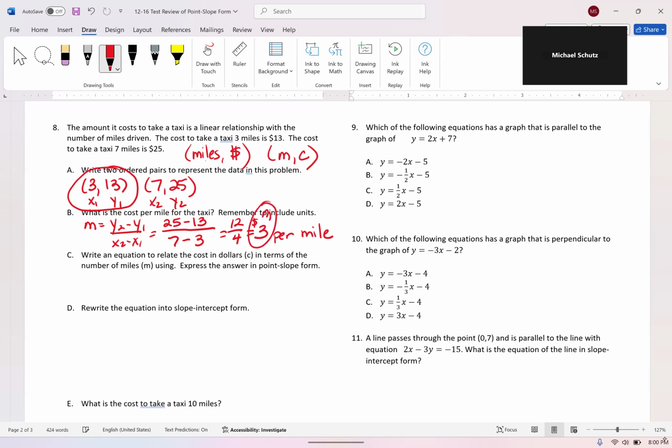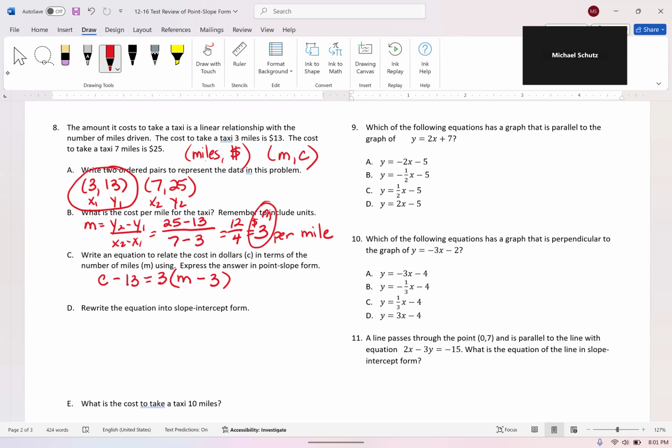This number right here. So instead of doing y minus y1, we're going to do C, because C is your y variable. C minus your y1, 13, equals m, that's your slope, 3, and then inside the parentheses is m minus 3. So we plugged in your x1 to get the m minus 3, your y1 to get the c minus 13, and then 3 in front of the parentheses is your slope. That's in point slope form.